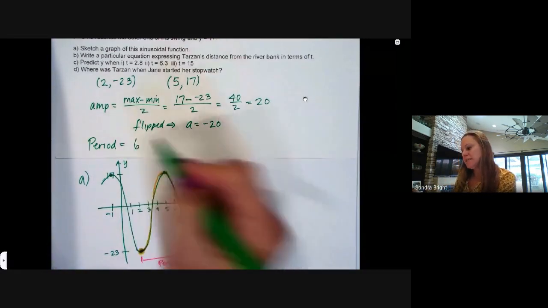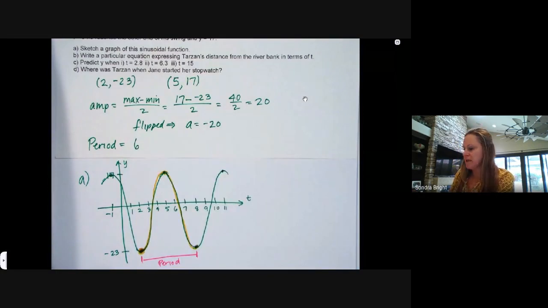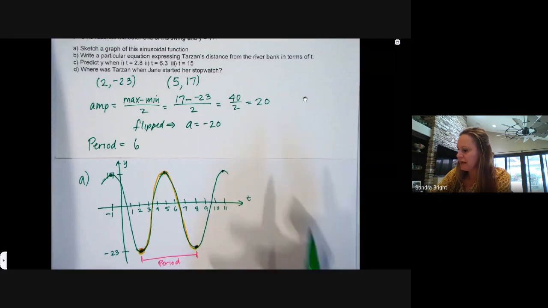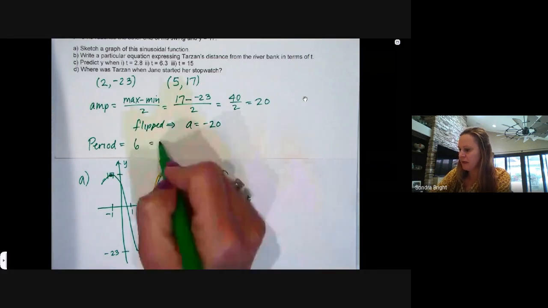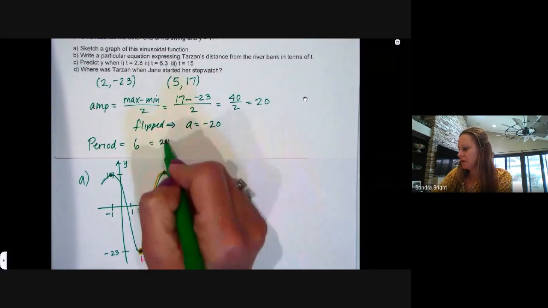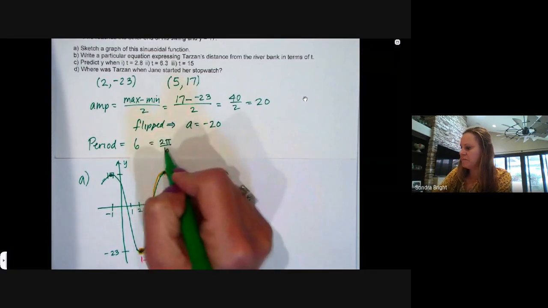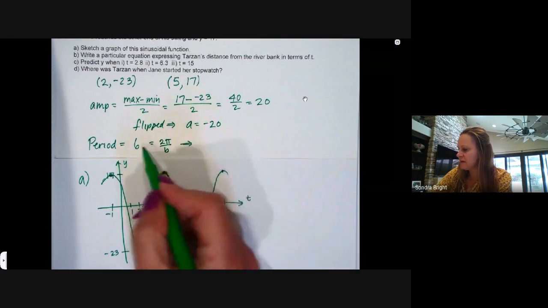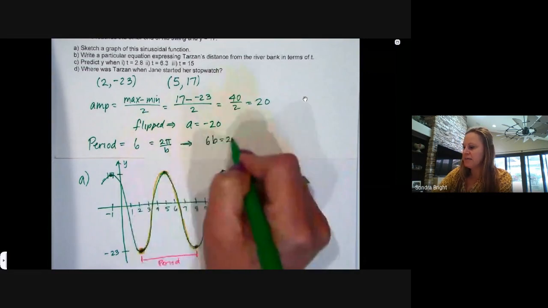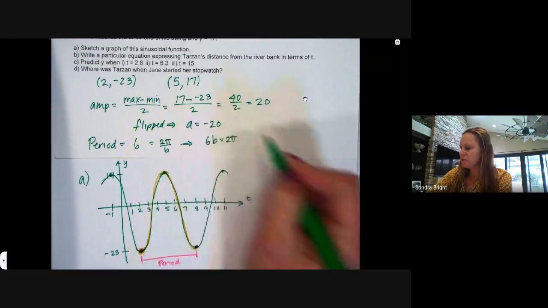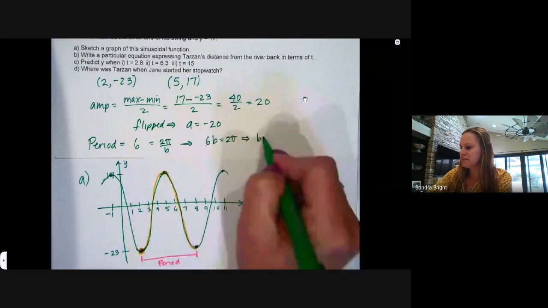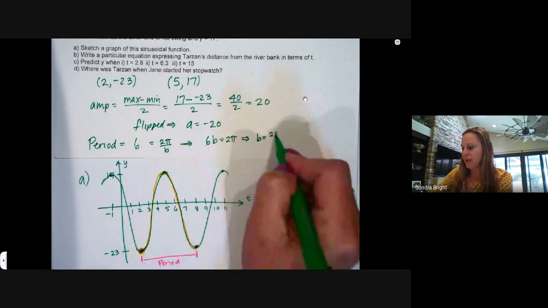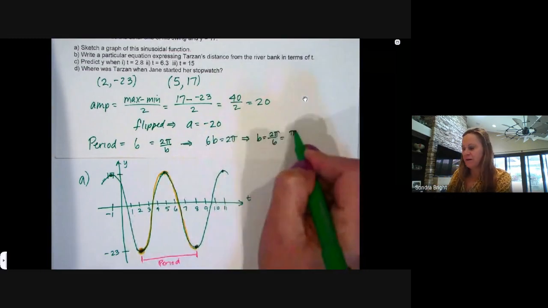And what we want, to be able to get the equation, is to find b. But we know that the period is equal to 2 pi over b. And so solving for b, you would want to multiply both sides by b. So you'd get 6 times b equals 2 pi. Dividing both sides by 6 will give you b equals 2 pi over 6, or pi over 3. So that'll be your b value.